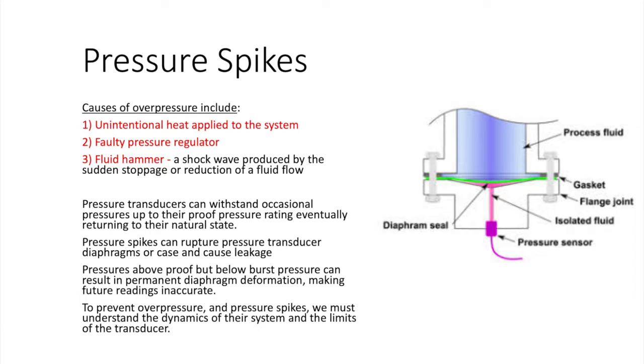So now we're going to talk about pressure spikes. Some causes of overpressuring include unintentional heat applied to the system, faulty pressure regulators, or fluid hammering, which is basically a shock wave produced by the sudden stoppage or reduction of a fluid flow. Pressure transducers can withstand occasional pressures up to their proof pressure rating, eventually returning to their natural state. Pressure spikes can rupture pressure transducer diaphragms or casings and cause leakages. Pressures above proof but below burst pressure can result in permanent diaphragm deformation, making future readings inaccurate. To prevent overpressure and pressure spikes, we must understand the dynamics of the system and the limits of the transducer.